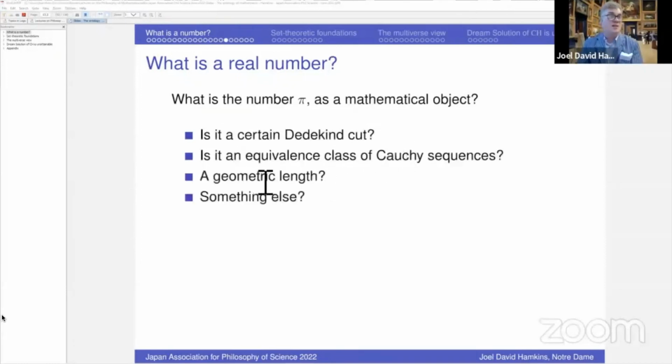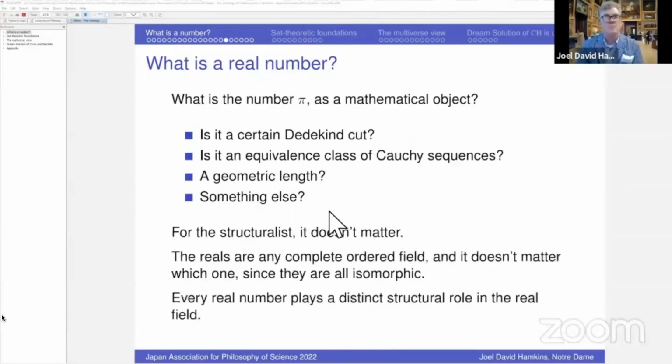Or is it a geometric length of some kind, as the ancients took the continuum to be the set of lengths that are possible geometrically? Or is it something else? For the structuralist, it just doesn't matter. This is not the right question to ask. The reals are any complete ordered field, and it doesn't matter which one we use because they're all isomorphic by Huntington's theorem. That's categoricity.